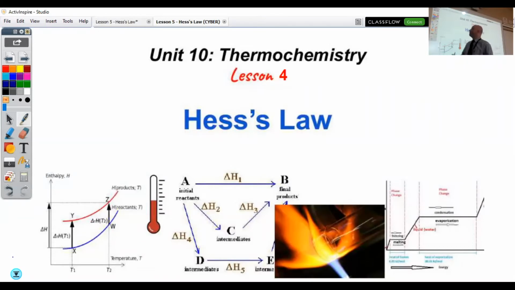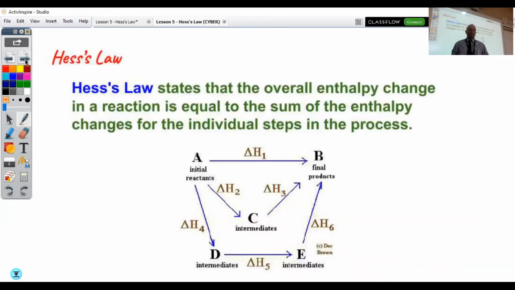Let's take a look. As you can see on the screen, Hess's Law says that the overall enthalpy, remember delta H, the overall enthalpy change in a reaction is equal to the sum of the enthalpy changes for the individual steps in the process. Now, that's a really fancy way of saying this.